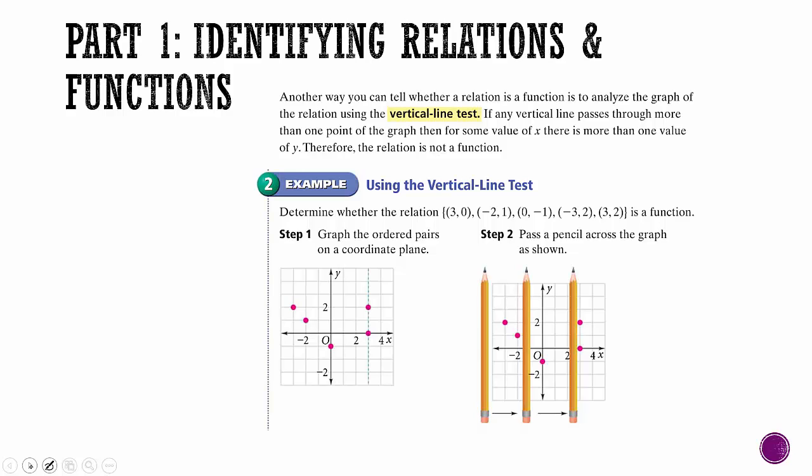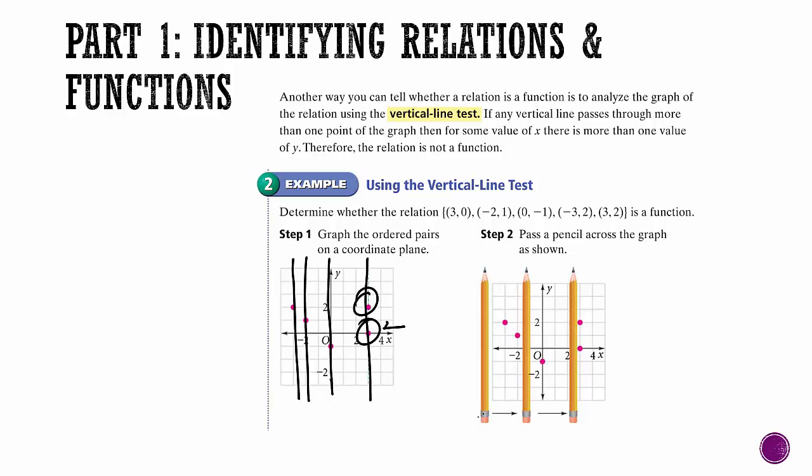Now here's our vertical line test. This is another way to tell whether a relation is a function if we have a graph. So the vertical line test means that we're just going to draw vertical lines, and you're going to draw a vertical line through all of your points. And if this vertical line crosses through 2 or more points, that right there means it's not a function.